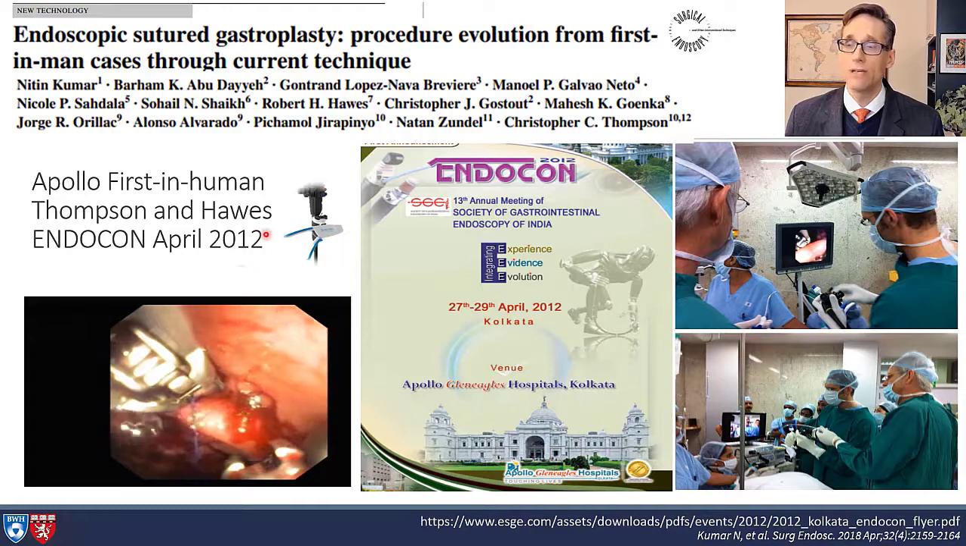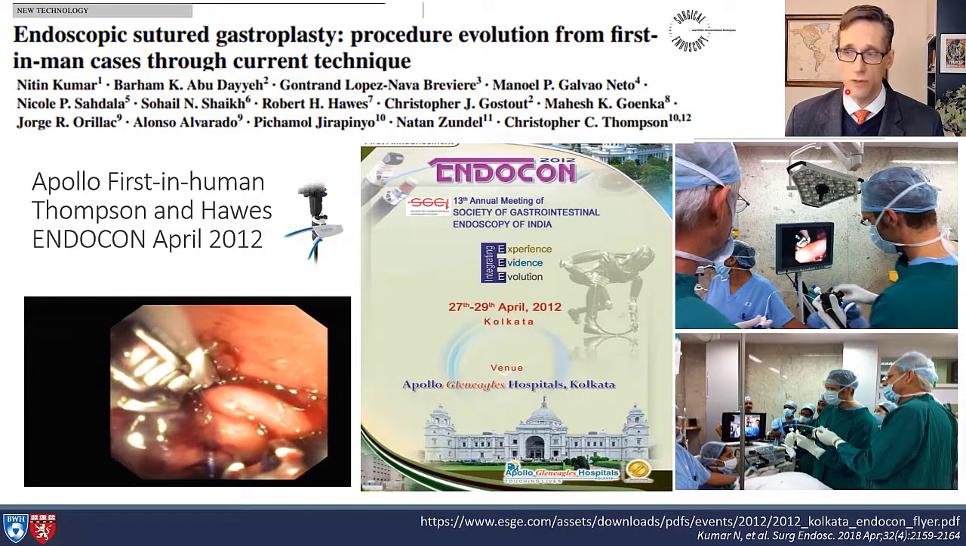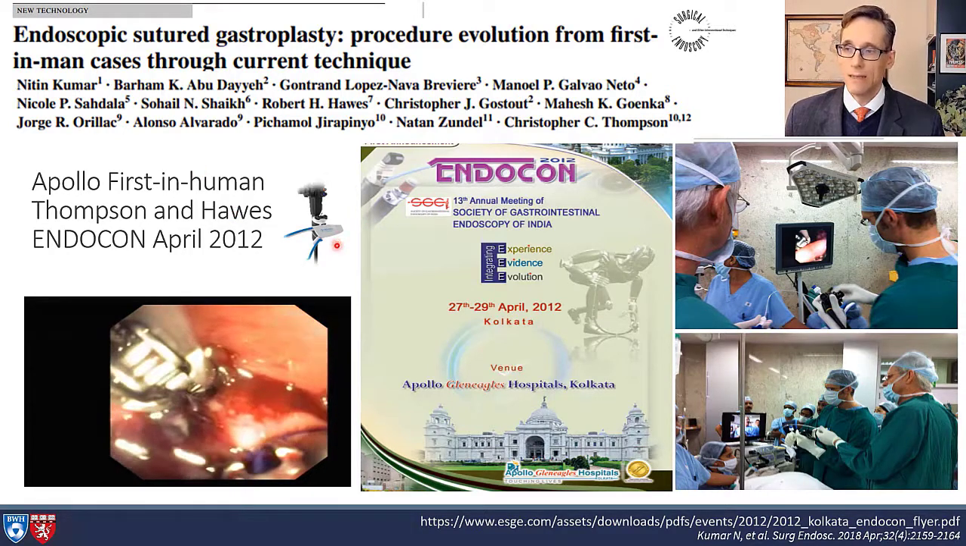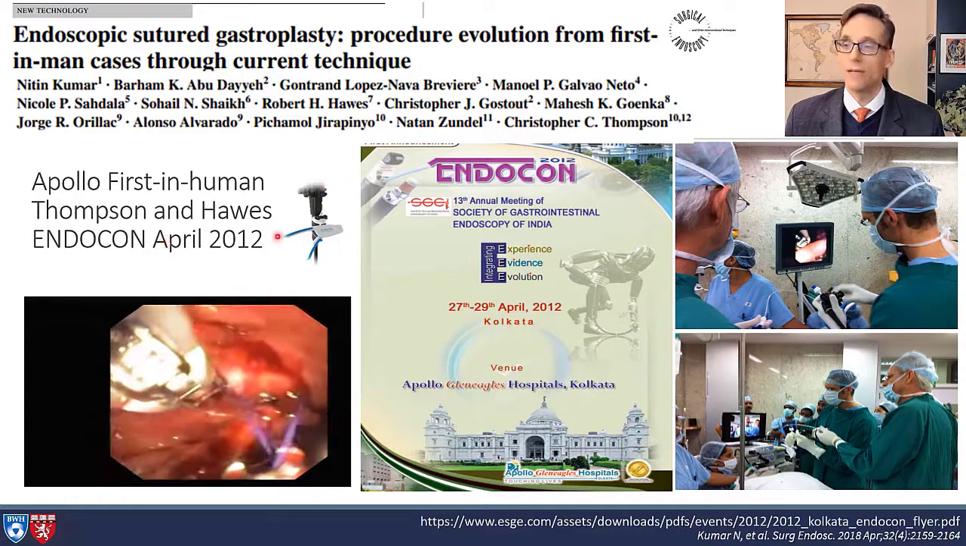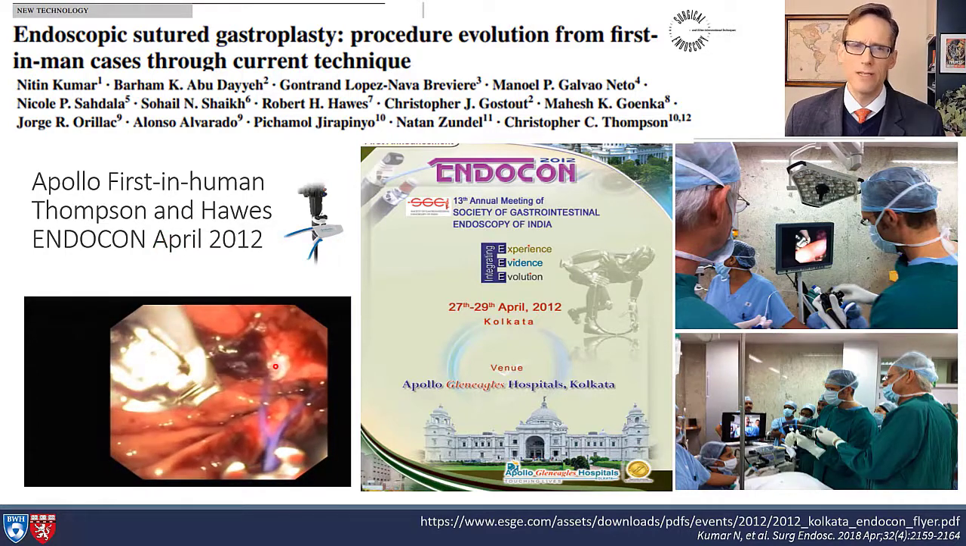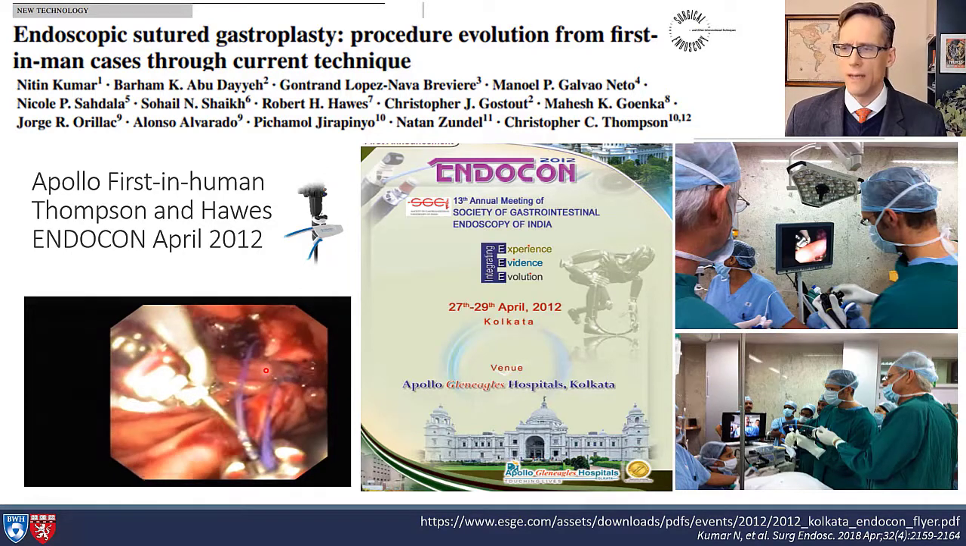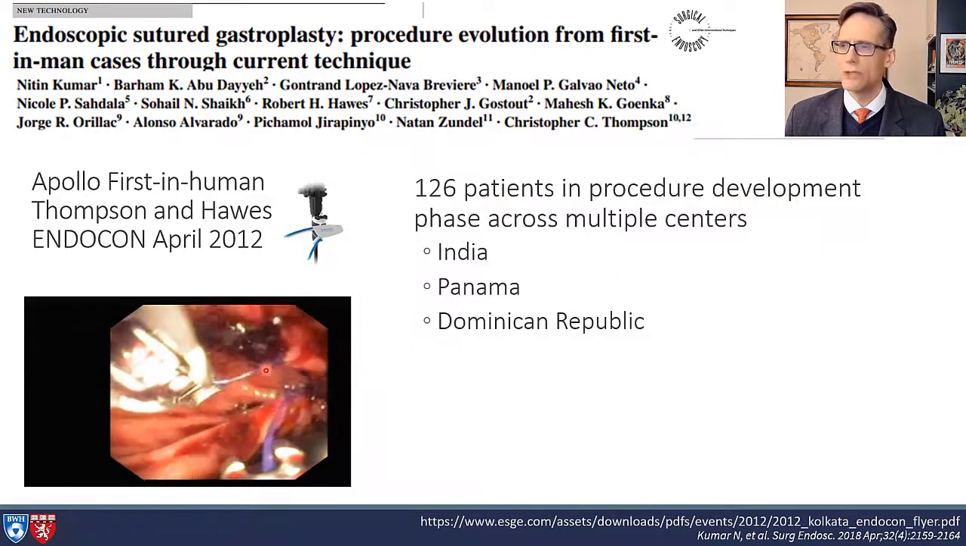We then, in 2012, had access to a full thickness suturing device. And here you can see myself and Rob Hawes doing the first-in-man ESG cases, and we performed these in India. And we did one of the cases live at Endocon, actually. And you can see the suturing pattern very similar to that TRIM procedure which we developed with the other device. Again, suturing down the greater curvature.